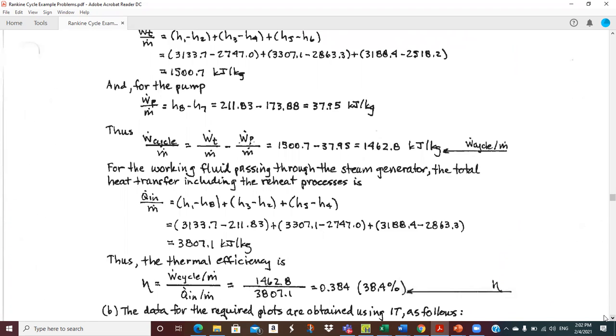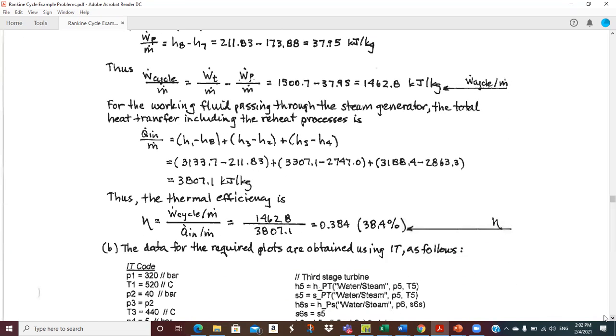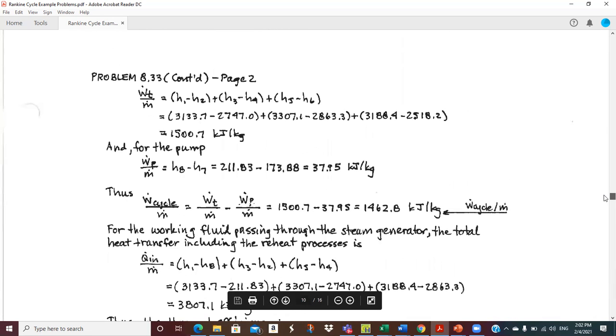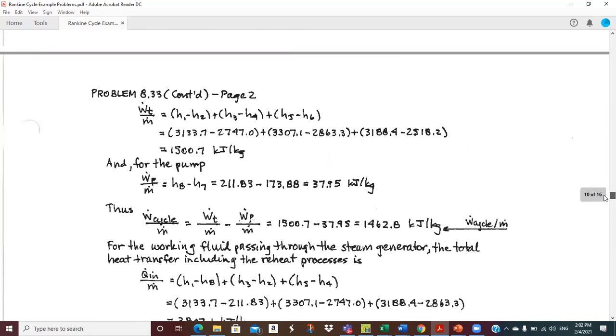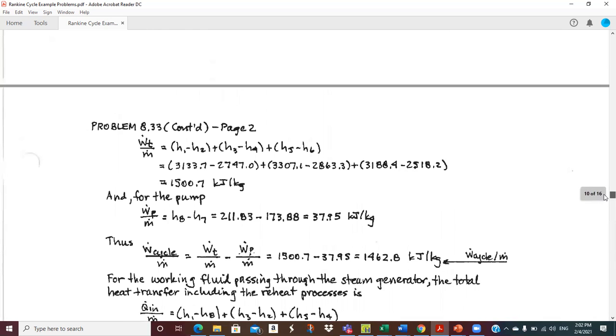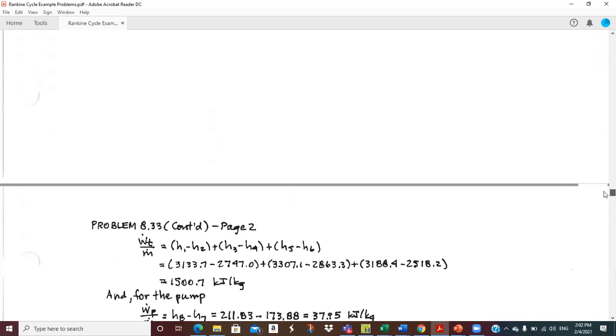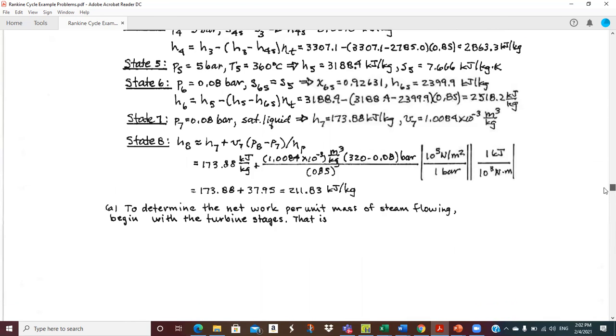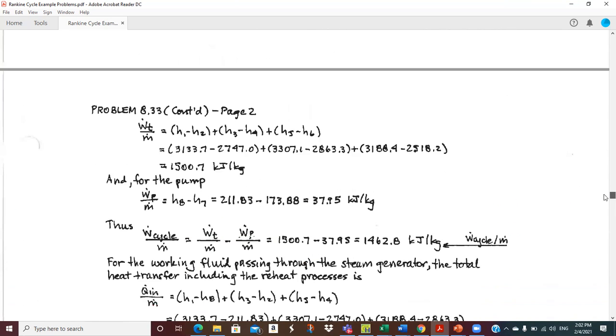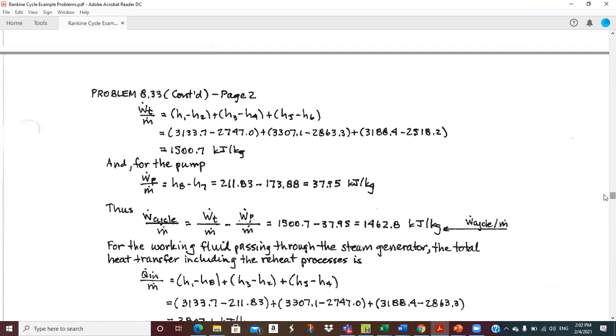Let me see. I even sent you this, didn't I? Yes, I did. Let's look at the, okay, so back up here. So those are all the states. Oh, 833.